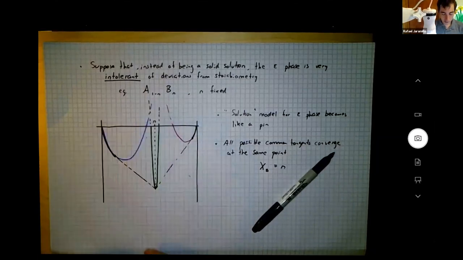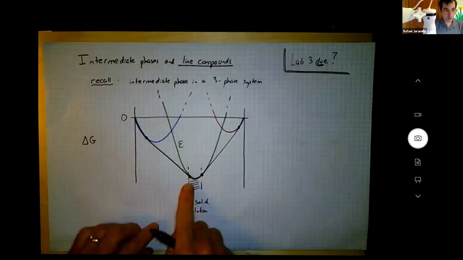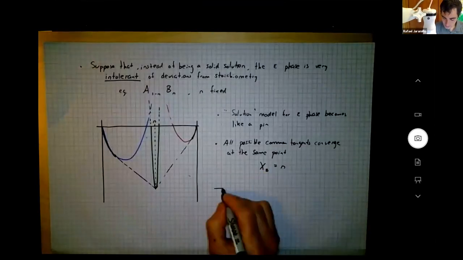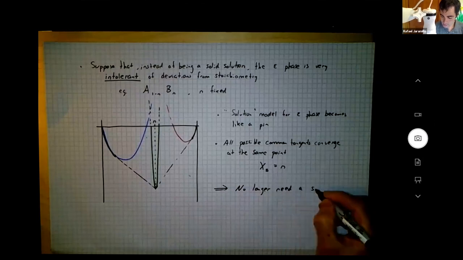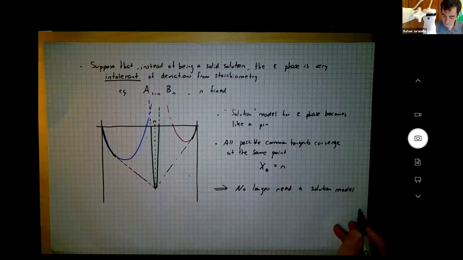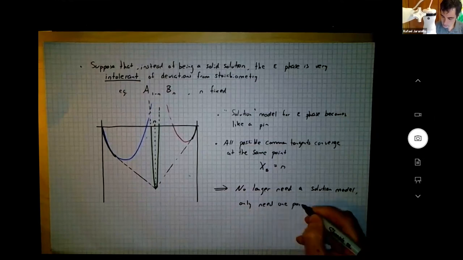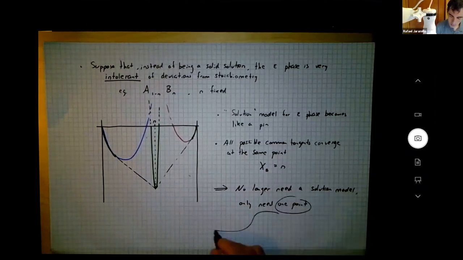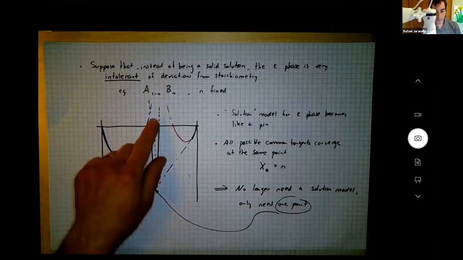As this thing gets narrower and narrower, all common tangents are going to cross at that one point. Instead of crossing at different points, giving you a finite range of composition, they're all going to cross at that one point. And what that means is I no longer need a solution model. All I need is that one point, a one free energy point at one composition.